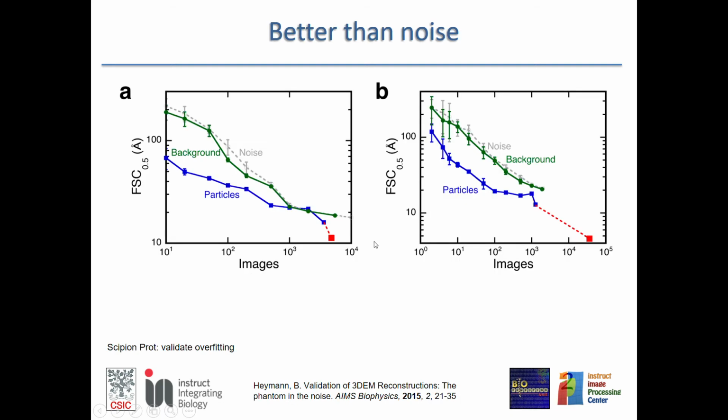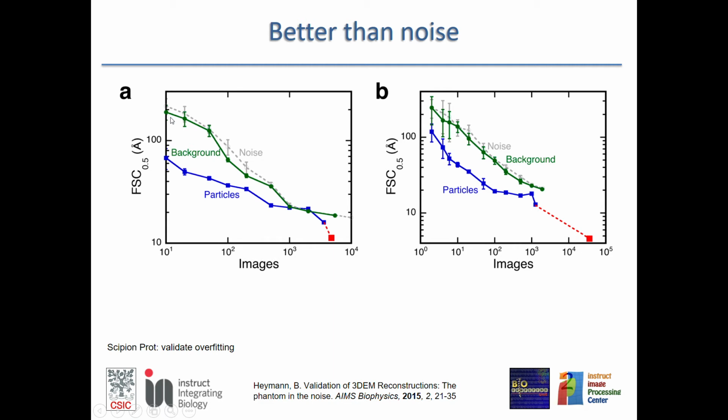And some other idea, this was by Bernard Heyman, is that the 3D reconstructions that you get with your data should be better than the ones that you get with noise. Let's see these examples, they are very illustrative. Let's say that I make a 3D reconstruction with very few particles. Then my resolution as measured by the FSC will be low. Then I add more particles, I have a little bit better resolution, and the more particles I add, the better my resolution is.